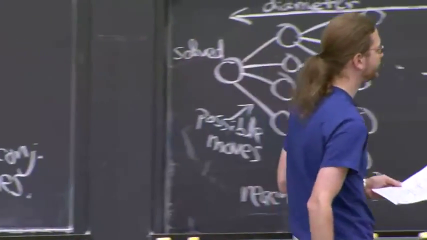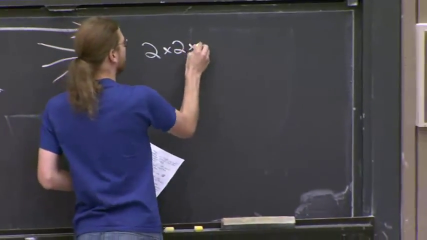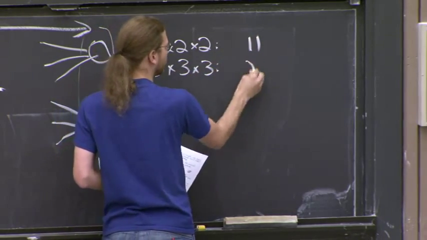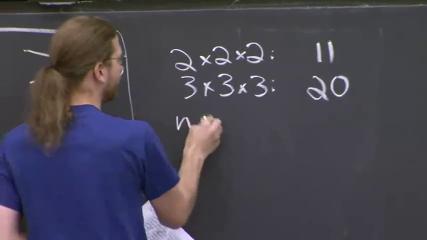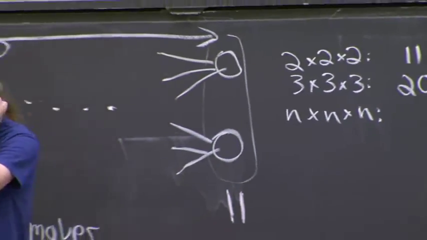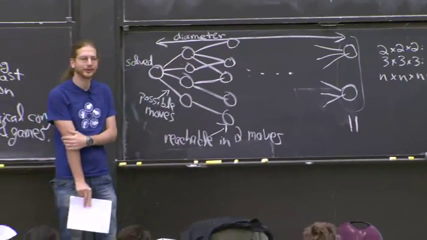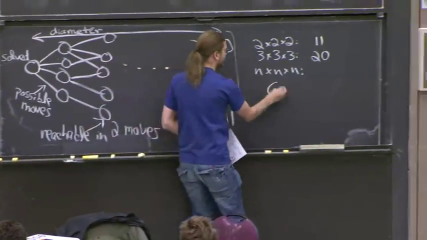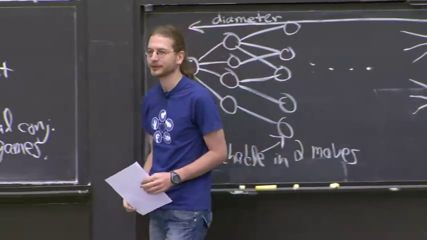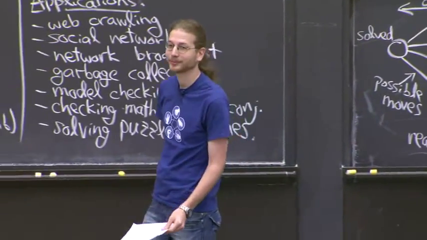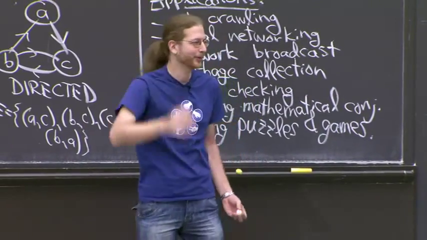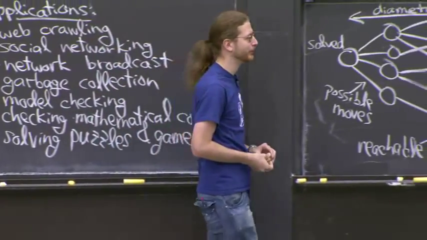So just for fun, any guesses what the right answer is for an n by n by n Rubik's Cube? What's the diameter? Not an exact answer, because I think we'll never know the exact answer. But if I want theta something, what do you think the something is? How many people here have solved a Rubik's Cube? Ever? OK, so you know what we're talking about here. Most people have worked on it.